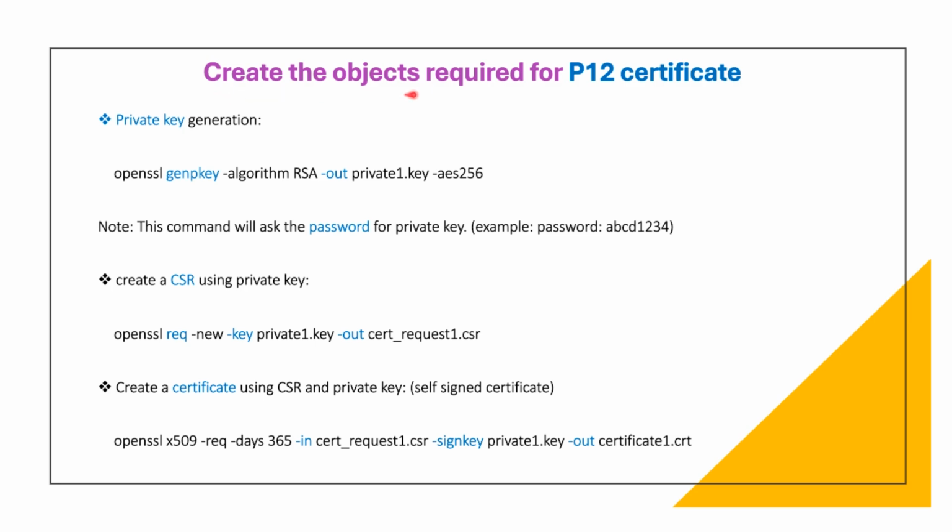Create the objects required for the P12 certificate. First we will create the objects, then we'll create the P12 certificate. First one is private key generation. Here is the command: openssl genpkey -algorithm RSA -out private1.key.